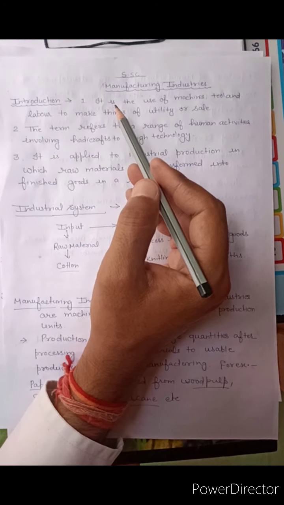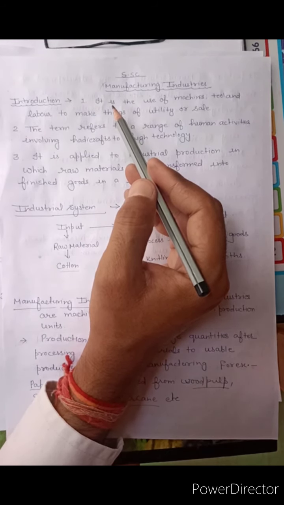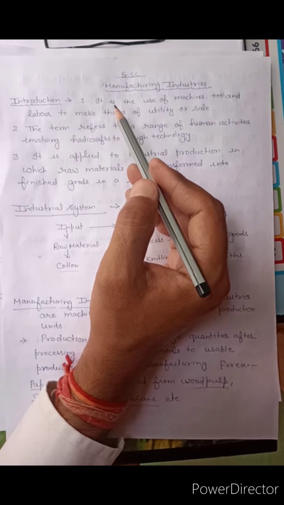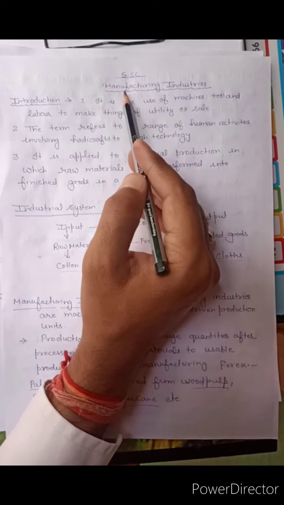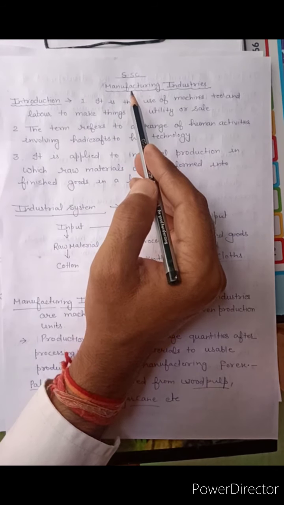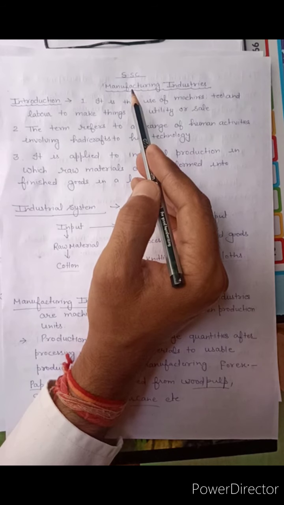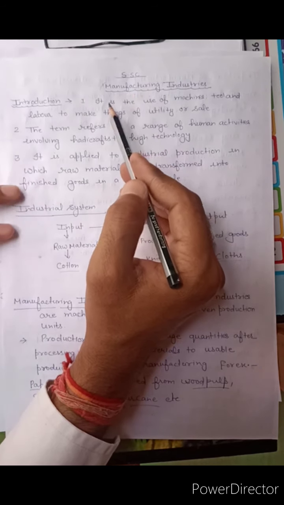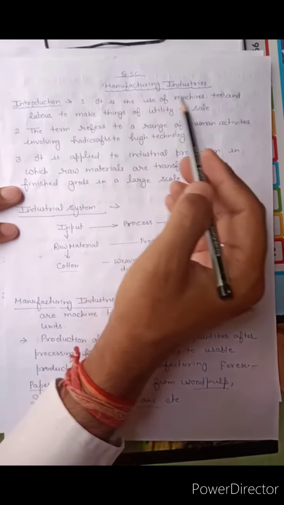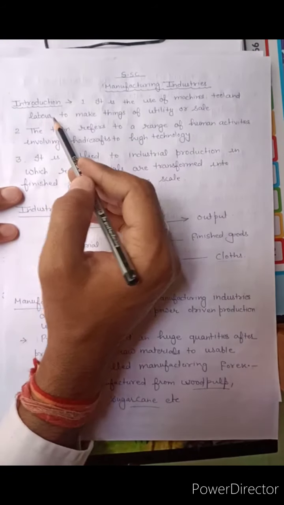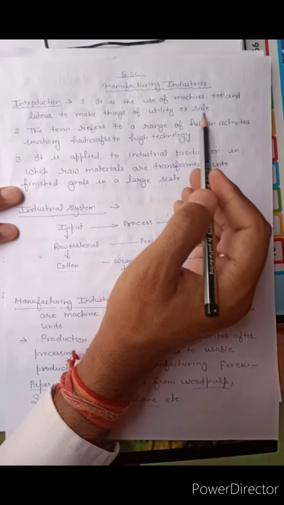Primary sector activities are also known as agriculture and its allied sector. Secondary sector is also known as industrial sector, and tertiary sector is also known as service sector. Manufacturing is part of the industrial sector, and it is part of the secondary sector. It is the use of machines, tools and labor to make things of utility or to sell.